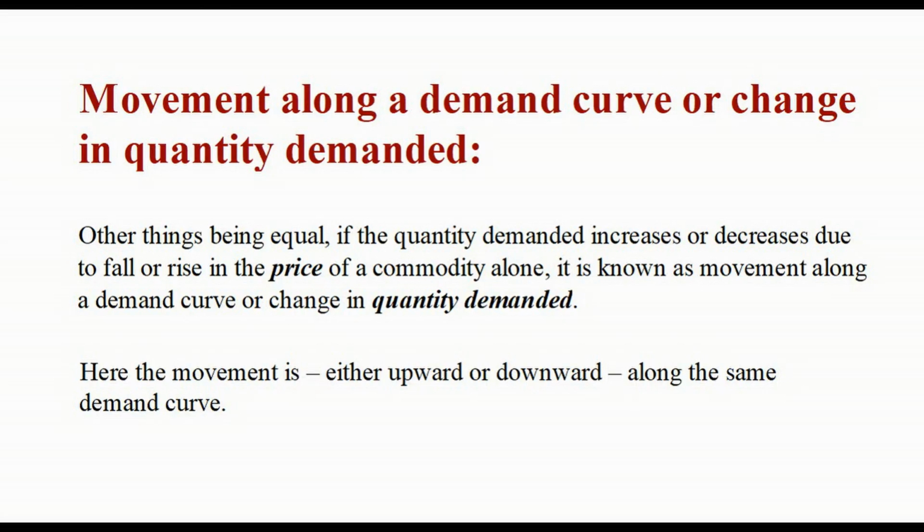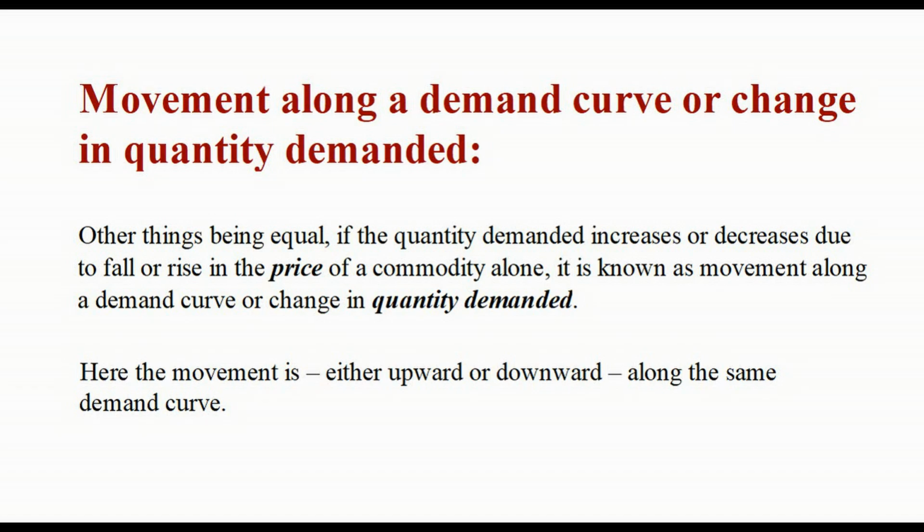Movement along a demand curve, or change in quantity demanded. Assuming that other things are equal or constant, if the quantity demanded increases or decreases due to a fall or rise in the price of a commodity alone, it is known as movement along the demand curve or change in quantity demanded. Here, the movement is either upward or downward along the same demand curve.